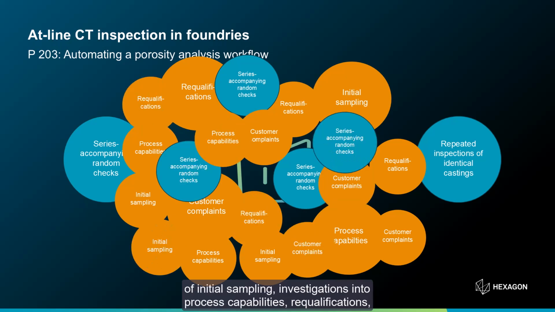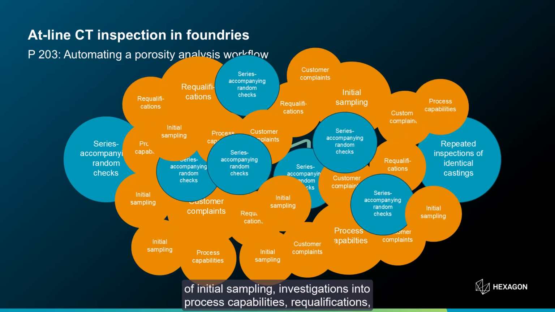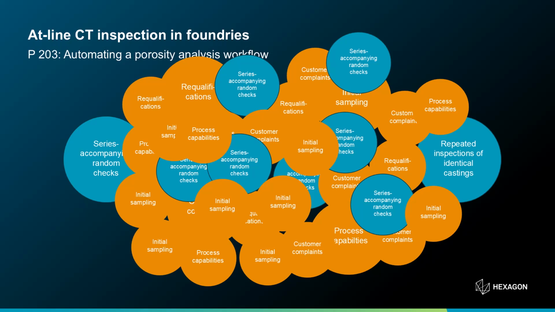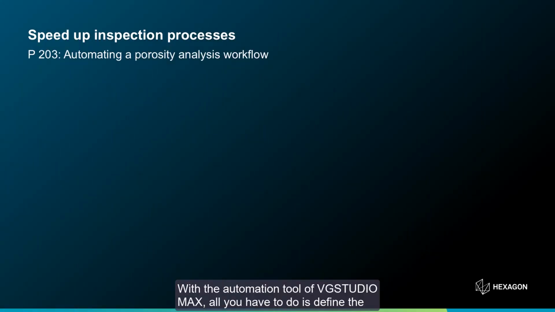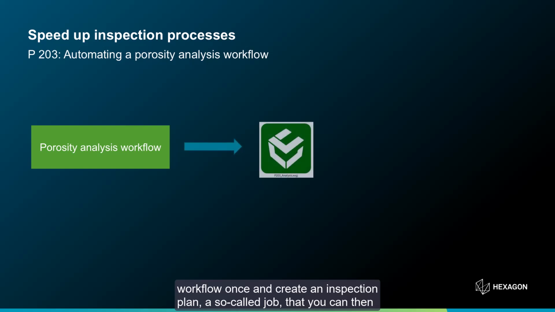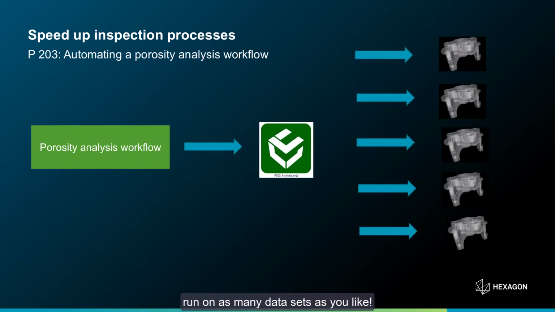As part of initial sampling, investigations into process capabilities, requalifications, or customer complaints are among the many time-consuming everyday tasks. With the automation tool of VG Studio Max, all you have to do is define the workflow once and create an inspection plan, a so-called job that you can then run on as many data sets as you like. And this is what we're going to do in this video.